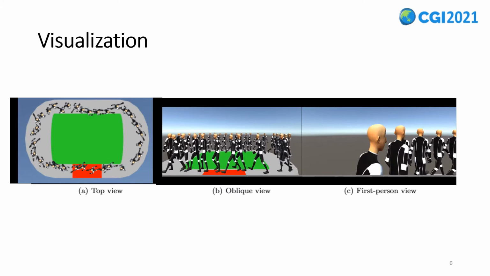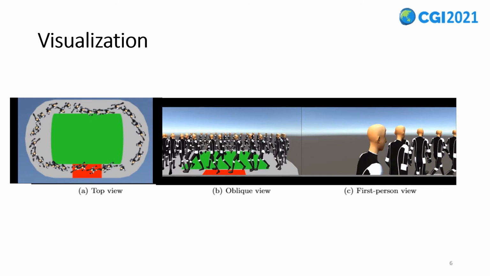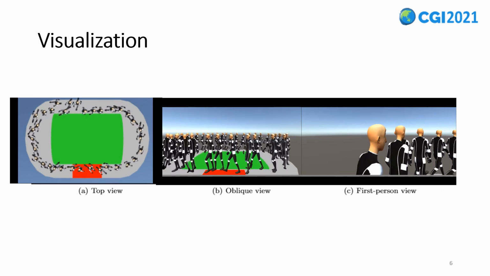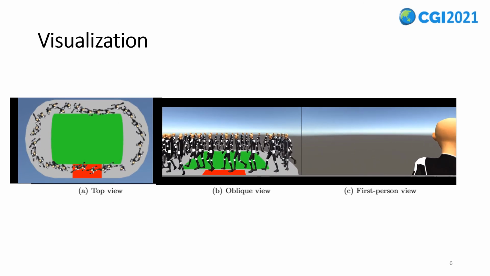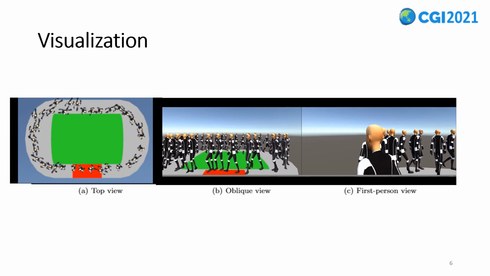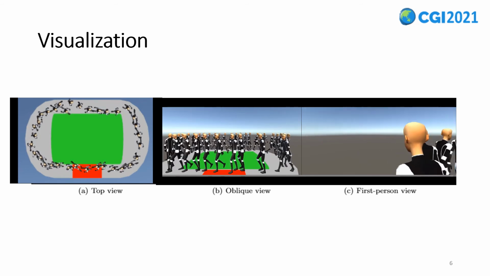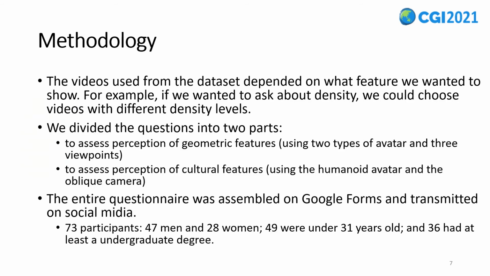Here we can see the three viewpoints used in our work. For example, on the left we can see the top view. In the middle we can see the oblique view. And on the right, we can see the first-person view. The videos used from the dataset depended on what feature we wanted to show. For example, if we wanted to ask about density, we could choose videos with different density levels.